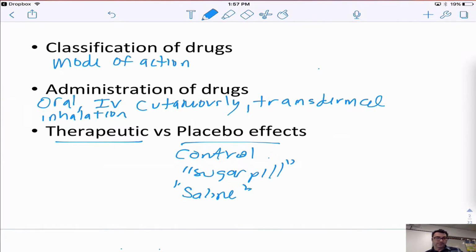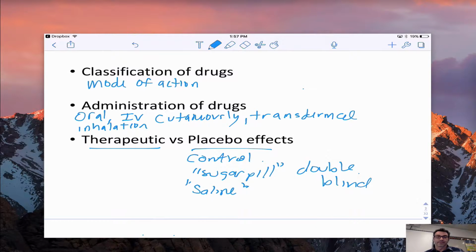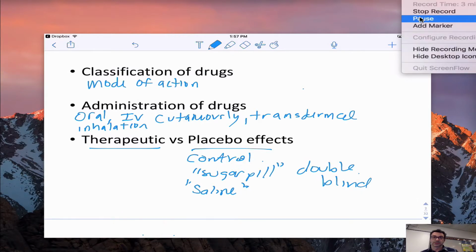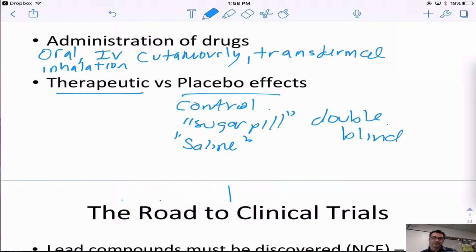When you do an experiment like this and you're testing a drug, you want to do something called a double-blind experiment. The purpose of a double-blind experiment is really to keep the researcher and the patient in the dark about whether they are getting the sugar pill, or the saline, or the real therapeutic agent. The best experiment that a researcher could do would be one in which they don't know if the patient is receiving the medication or not.